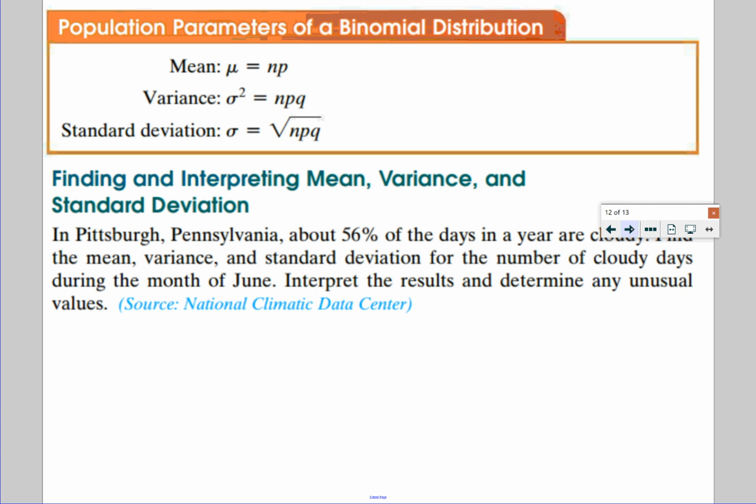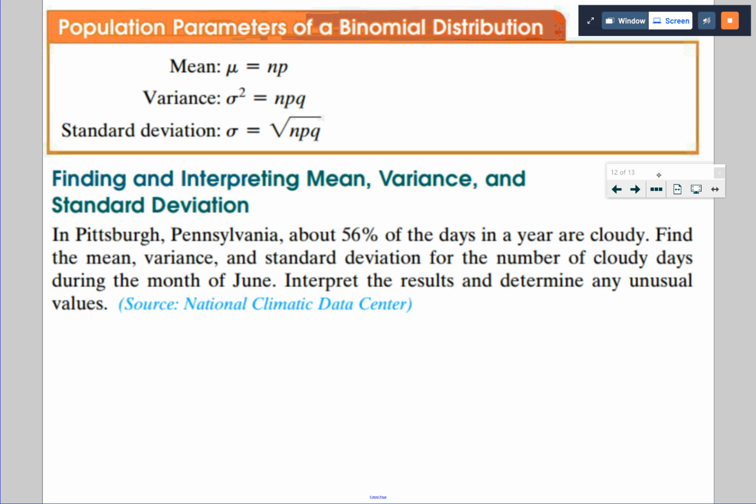If you want to find the mean, you just do your n times p. The variance is n, p, and q multiplied together. And then, as usual, the standard deviation is just the square root of the variance. So we'll do this one quickly here. It says, in Pittsburgh, Pennsylvania, about 56% of the days in a year are cloudy. We're going to find the mean, variance, and standard deviation for the number of cloudy days during the month of June. And then we'll determine if there are any unusual values by interpreting the results.